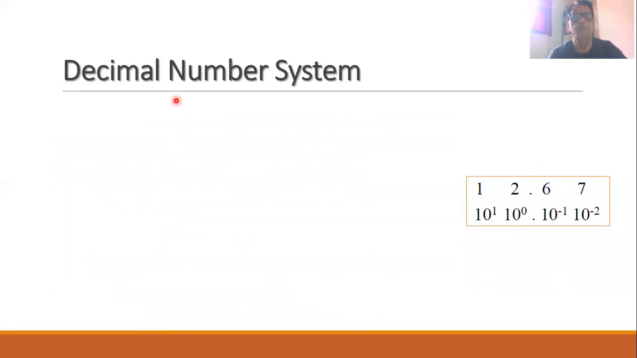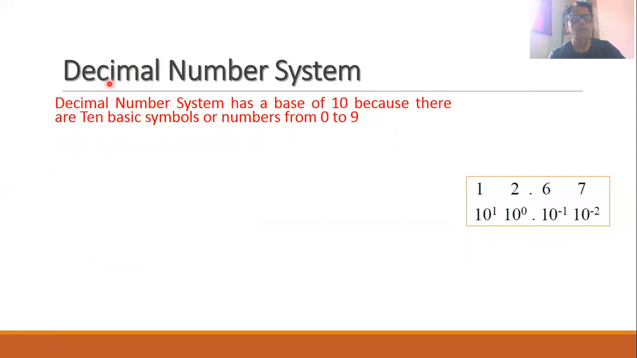with the first number system, the decimal number system. As its name indicates, deci stands for 10. This is the number system which has a base of 10. That is, there are 10 basic symbols or 10 basic numbers, from 0 to 9. Whenever I want to write numbers in the decimal number system, I can start with 0, then 1, 2, 3, 4, 5, 6, 7, 8, and 9.